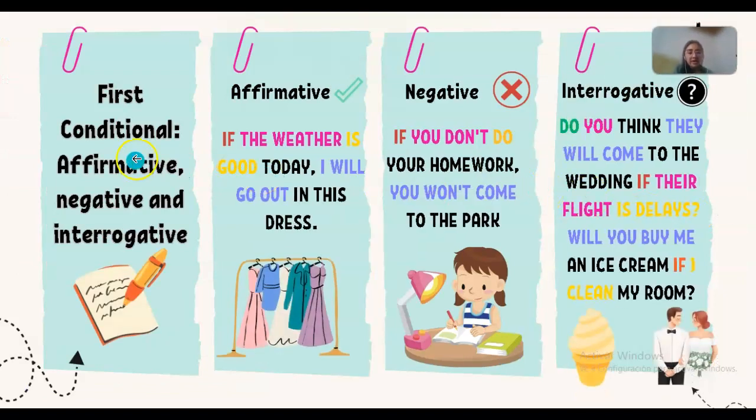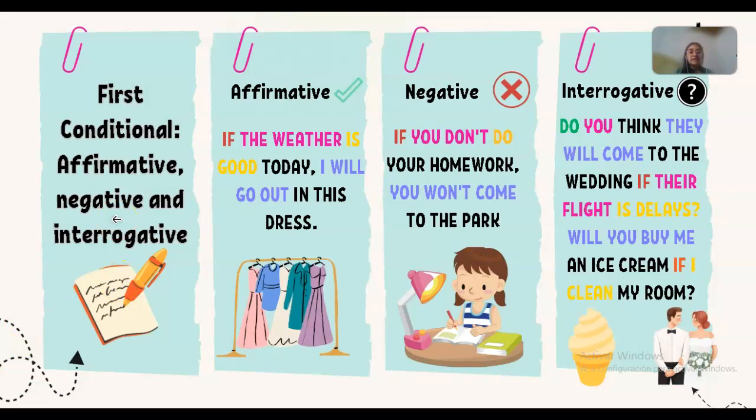On the other hand, we are going to see how the first conditional is structured in affirmative, negative, and interrogative. In the affirmative, we have the following structure: the if, the subject, which in this case is the weather, the present simple, and finally the future simple. An example in the sentence: if the weather is good today, I will go out in this dress.